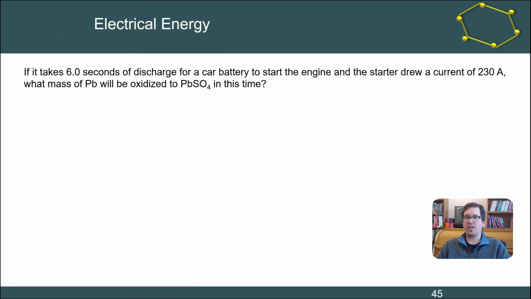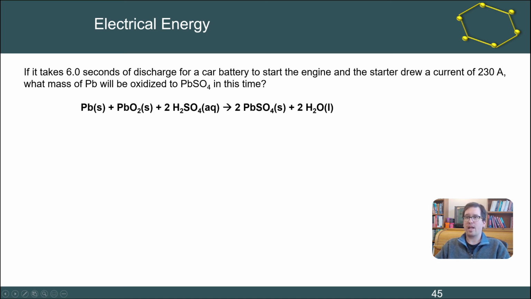Alright, so let's look at an example problem. If it takes 6 seconds of discharge for a car battery to start the engine, and the starter drew a current of 230 amps, what mass of lead will be oxidized to lead sulfate in this time? So there's a few things we need to recognize here. We need to recognize that amps are charge per second. We have an amount of time at 6 seconds, and so we can figure out the amount of coulombs that must have passed during this time.